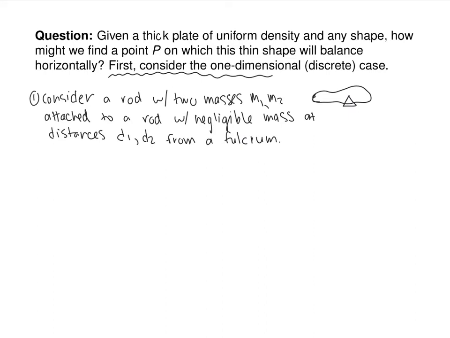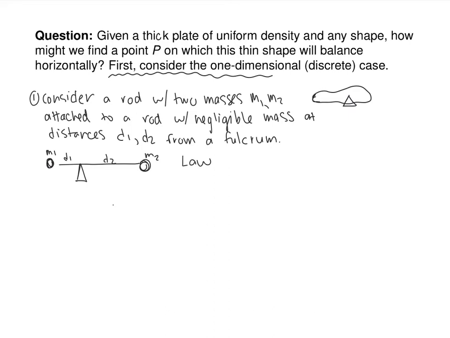So this really is like a seesaw. You have mass 1 over here. Somewhere over there you have mass 2. And somewhere in between them is your fulcrum. This is distance 1, this is distance 2.